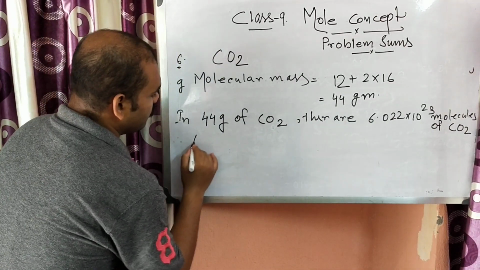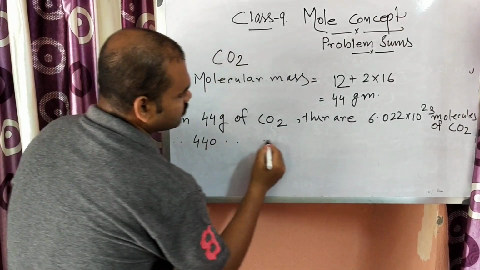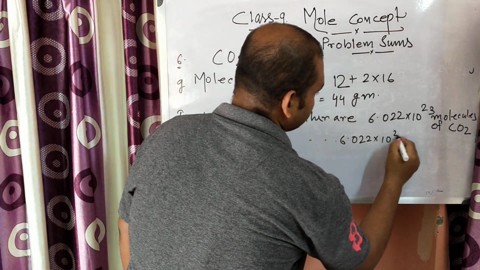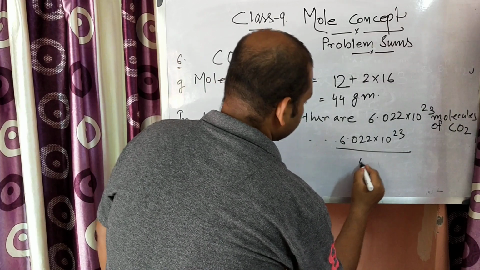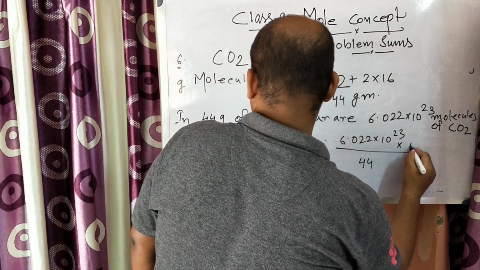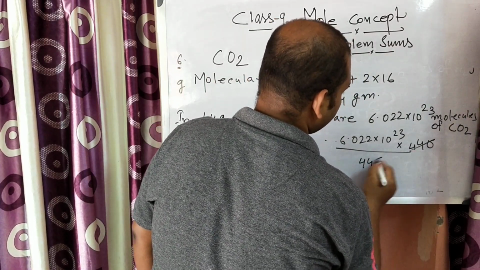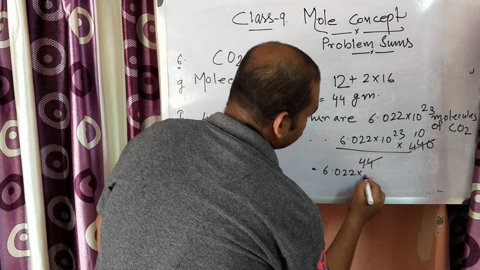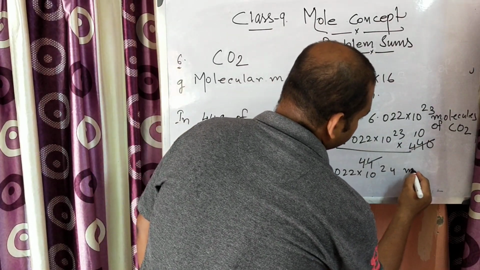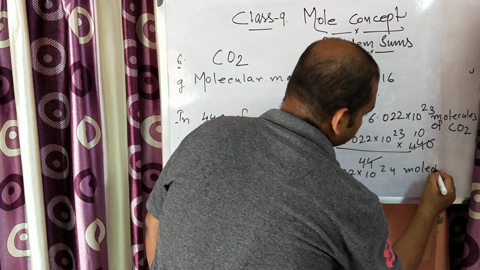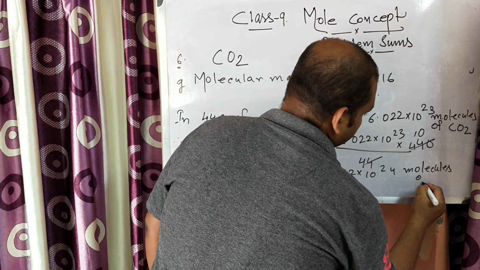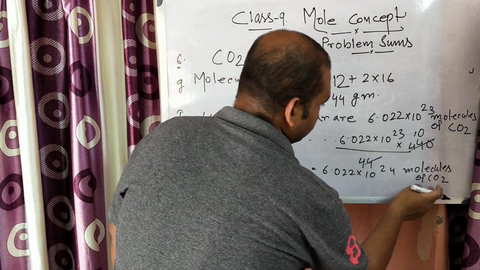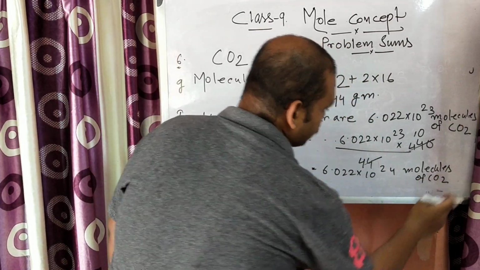So in 440 gram of CO2 there are 6.022 into 10 to the power 23, simple unitary method, by 44 into 440, cancel out 10. So it will be 6.022 into 10 to the power 24 molecules of CO2. What does it mean? It means this number of molecules are there.